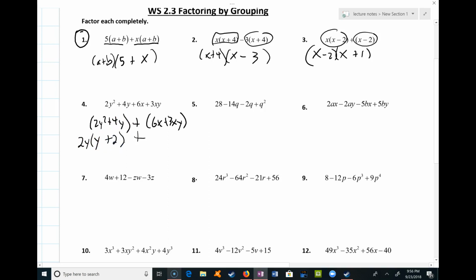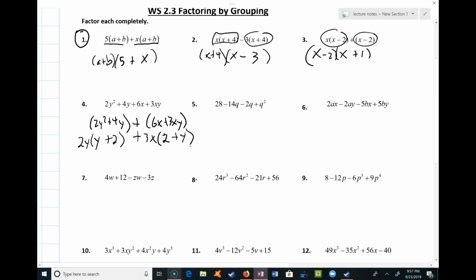Okay, so I pulled out a 2y from just the first two. And same thing here, I'm looking for something common to both terms, and I notice that a 2x is common to both terms. So I'm going to factor out a 2x, and that leaves me with a 3. I'm sorry, not a 2x. That's embarrassing. A 3x. And that would leave me with a 2 here and a y here.